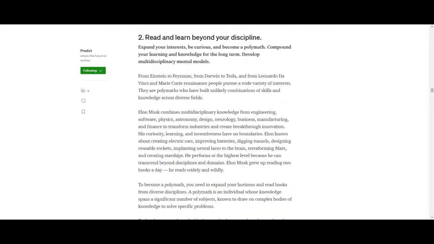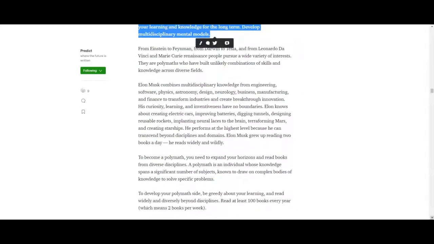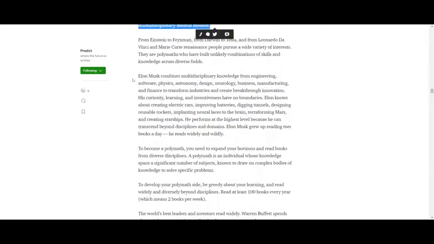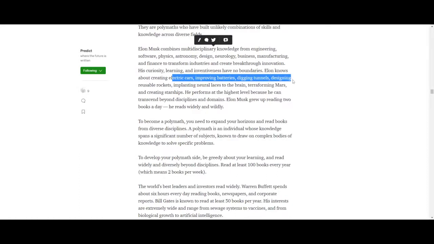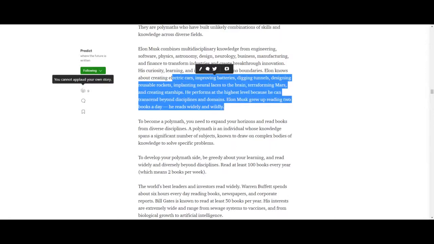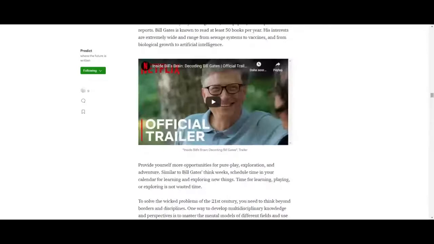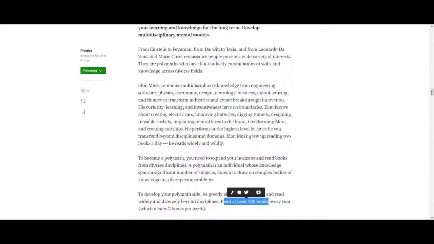The second strategy is you need to read, learn beyond your discipline, become a polymath, develop these multidisciplinary thinking skills. Elon Musk is a great example of this. He's interested in everything, electric cars, batteries, digging tunnels, reusable rockets, neural laces, brain, terraforming Mars, starships, everything, very multidisciplinary. So you need to expand your horizons and really try to read at least 50 books. My recommendation, try to read at least 100 books if you can.